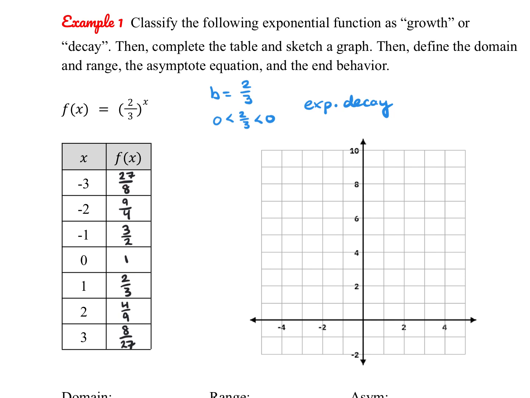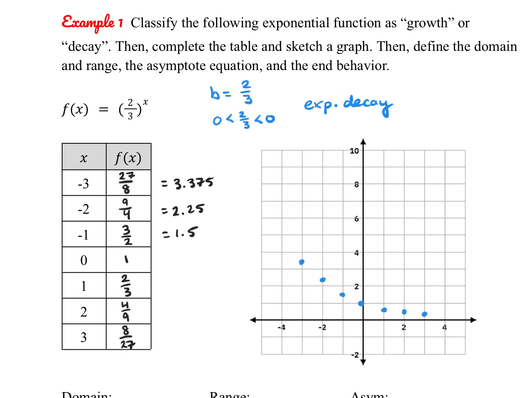If it helps, you can plug them into your calculator to get a decimal approximation just to see where the points fall. So this one is 2.25. We know this is 1.5. So we can do -3 and then a little more than 3. And we have -2 and a little more than 2. We have -1, 1.5, 0, 1, 1 2/3, 2 4/9, and 3 8/27.